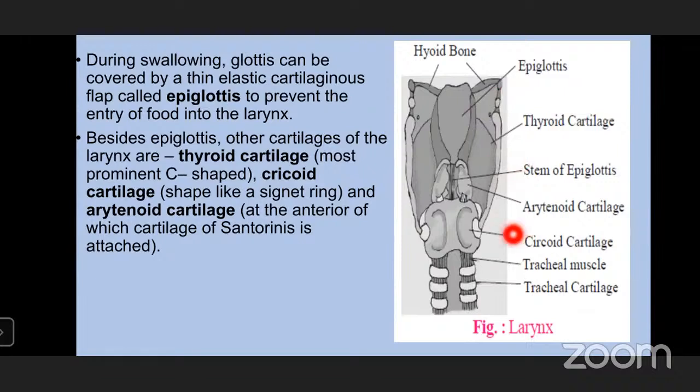Then there is the cricoid cartilage, shaped like a signet ring. And the arytenoid cartilage, at the anterior of which the cartilage of Santorini is attached. So the arytenoid cartilage, and at the anterior region of the arytenoid cartilage, Santorini is attached. Okay. So these are the different types of cartilages: epiglottis, thyroid cartilage, arytenoid cartilage, cricoid cartilage. Okay. And these are the tracheal muscles, and these are the tracheal cartilages.